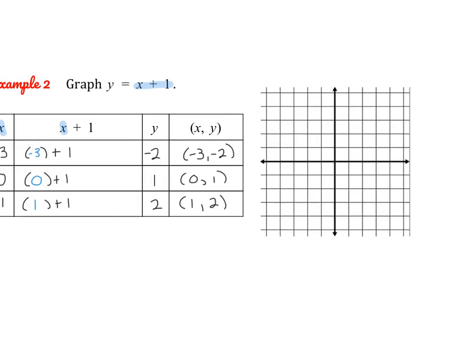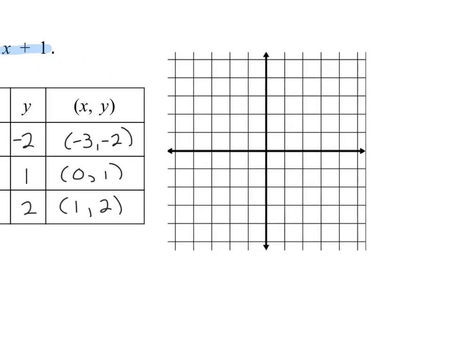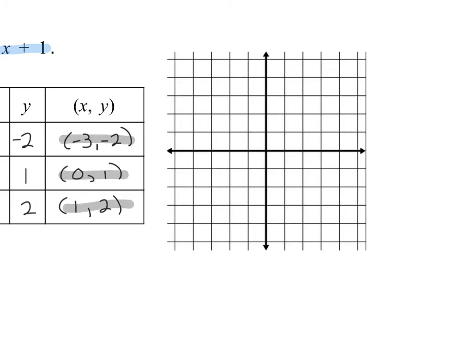Now I'm going to graph these values on our xy axis. So once again, these are the three coordinates we're going to plot. So we have (-3, -2). So we go left 3, down 2. (0, 1). So we don't move left or right, but we move up 1. And then we have (1, 2). So right 1, up 2. And now we connect our dots.